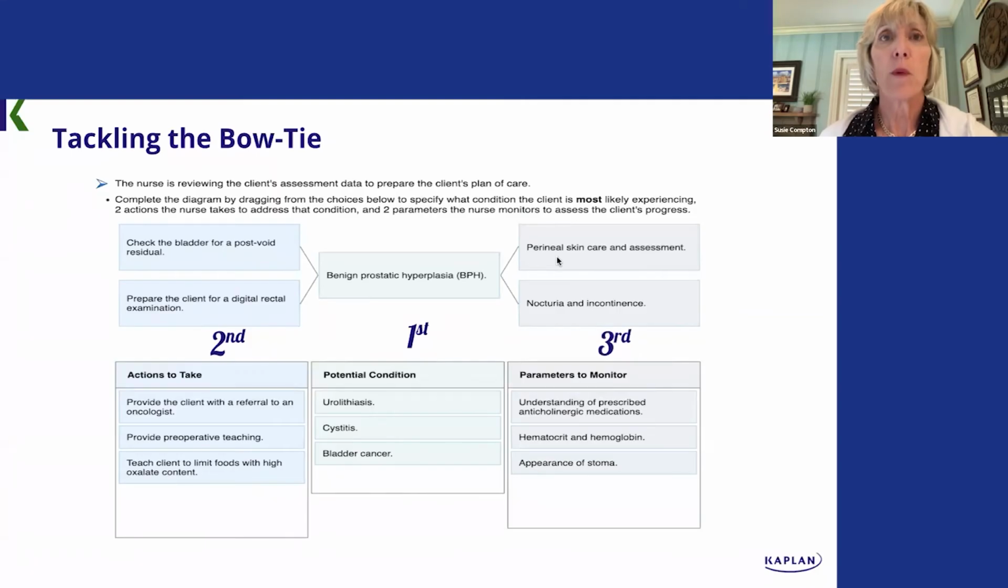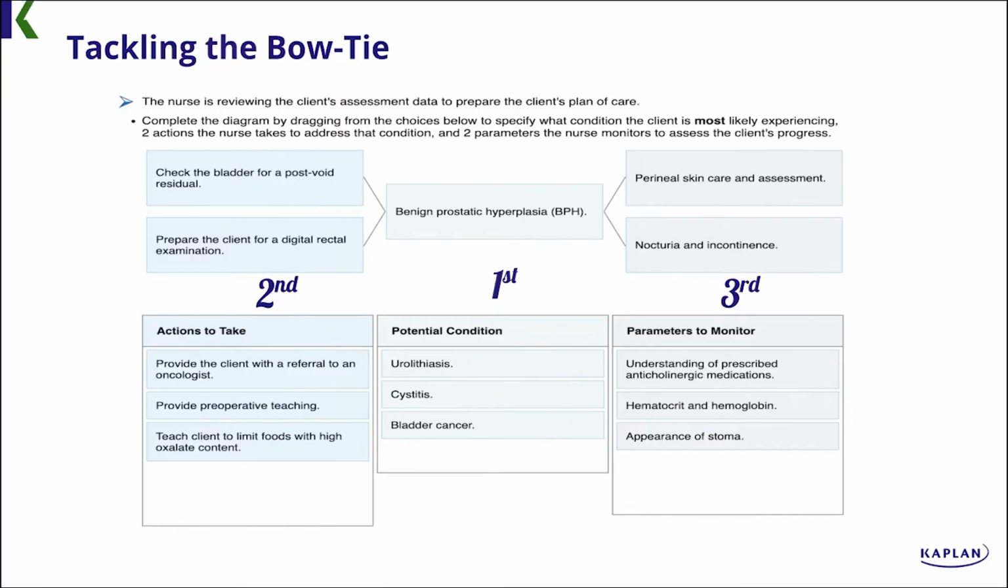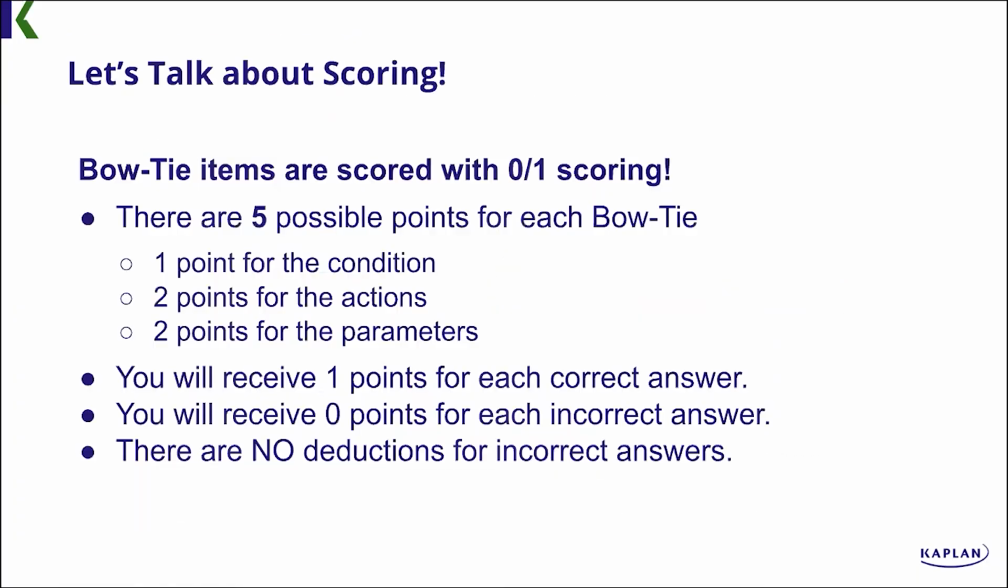Finally, focus on the right side. What would you need to monitor for a client with that condition? What kinds of things would be important to evaluate the client once the actions you specified were taken? Drag the 2 best choices up to the spaces provided. Your bow tie is complete. You named the condition, determined the nursing actions to take, and identified the parameters you should monitor to evaluate the client. Let's talk about scoring the bow tie.